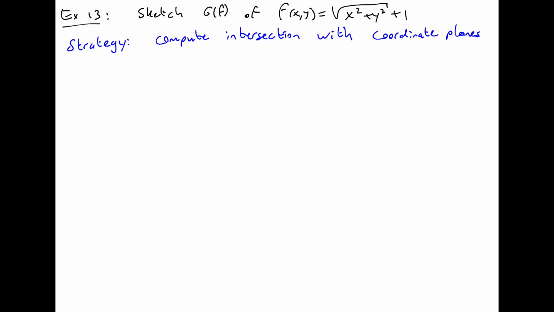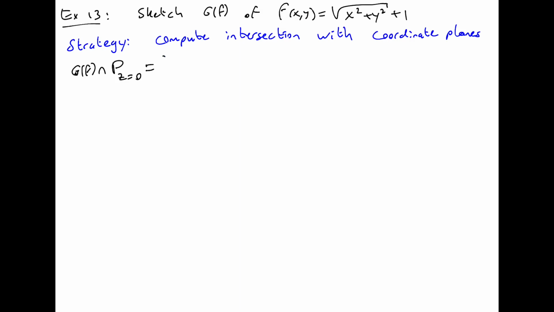So let's first look at the intersection with the xy plane. So I'm going to compute the graph of f intersected with the xy plane. Of course, we know that the equation for the xy plane is precisely where z is equal to 0. So we'll write it like this. That's the graph of f intersected with the xy plane, so that's the plane where z equals 0.